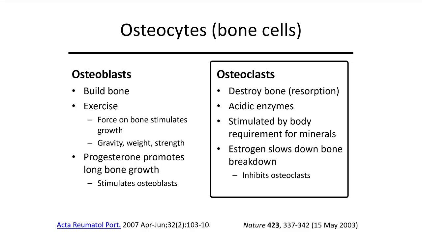People with bone regression issues like osteoporosis just have an imbalance where they're not building bone, but they're only destroying bone. So osteoclasts are increased by acidic enzymes. They're stimulated by the body requirement for minerals. So if you're not consuming enough of our basic minerals, the body will ask the osteoclast to break some bone down so it can release it to the body. So the bone is really our storage of many of our minerals. And if you're not going to consume them and eat a healthy diet, then your body's going to have to take them out of your bones.